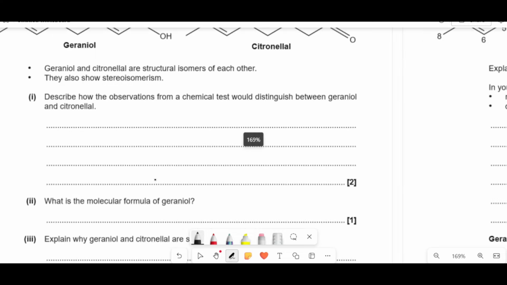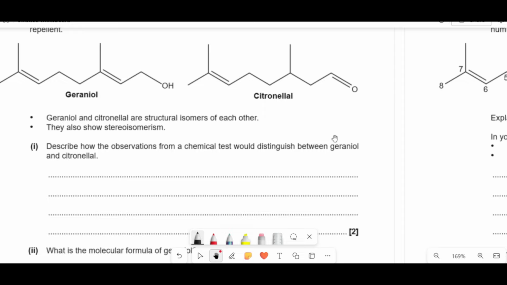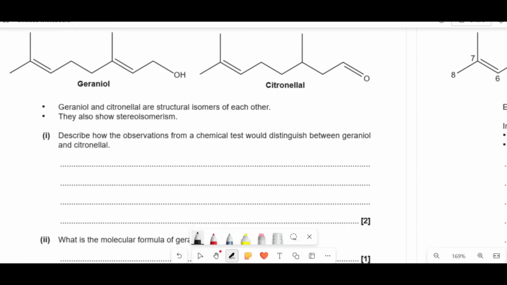They also show stereoisomerism. Describe how observations from a chemical test could be used to distinguish between the two of them. So there's two options. Either we could add 2,4-DNP and get an orange precipitate, or we could use Tollens' reagent. I'm just going to pick Tollens' reagent.